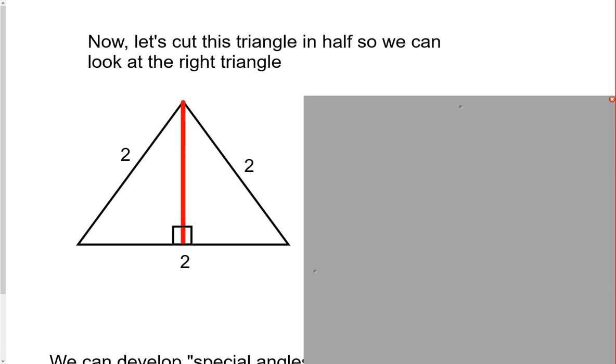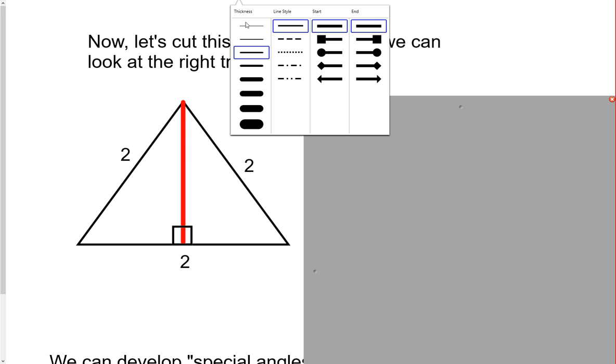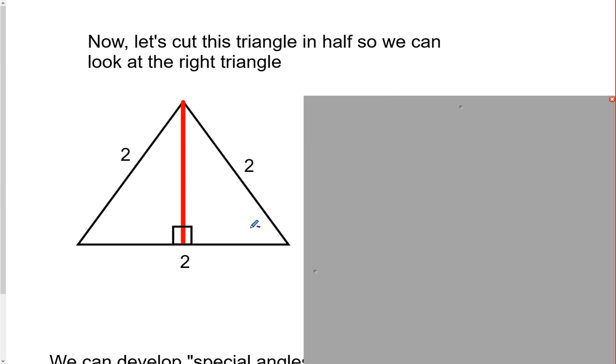Now this one is still going to have the 60 degrees. So this one's still going to be 60. But I cut this corner in half, so this one's only 30. Because I cut it in half, right? And this one over here is going to be 90.